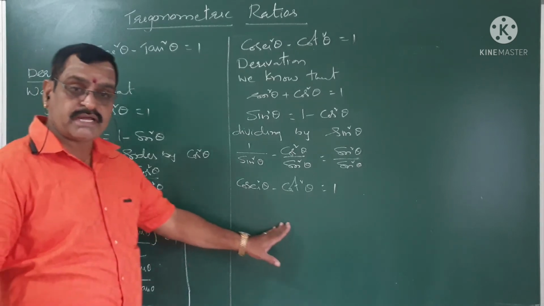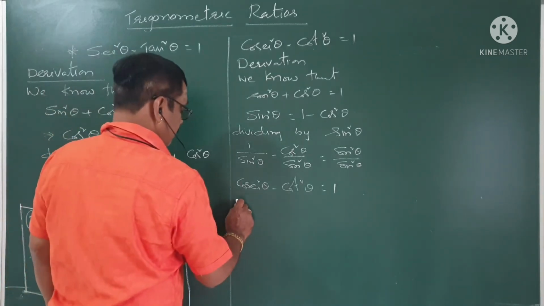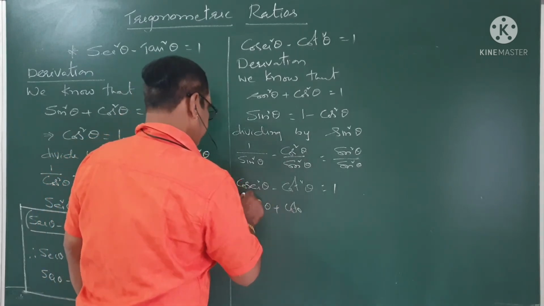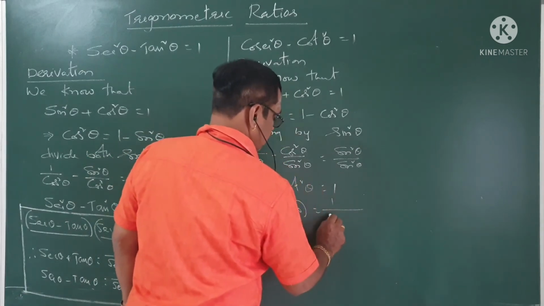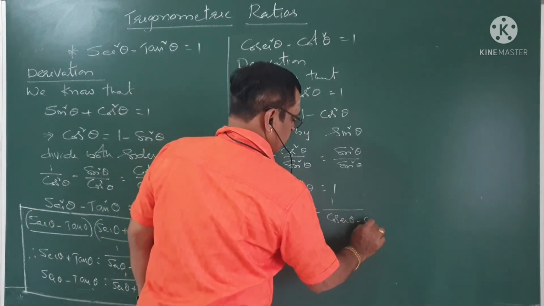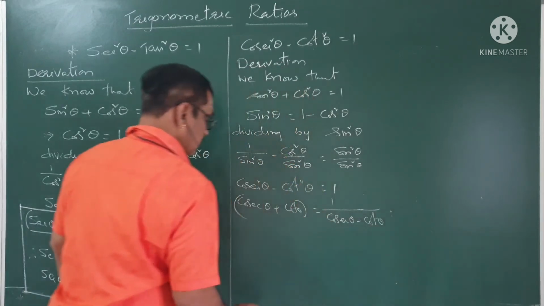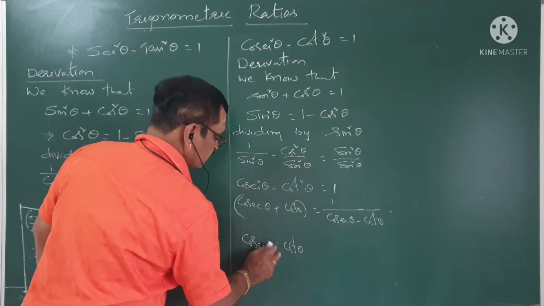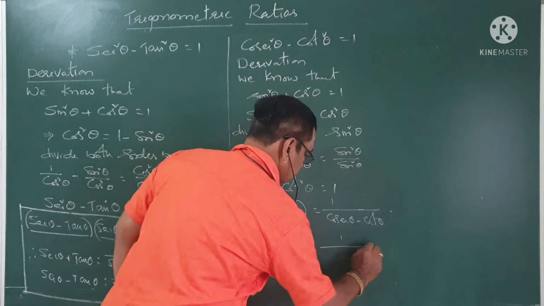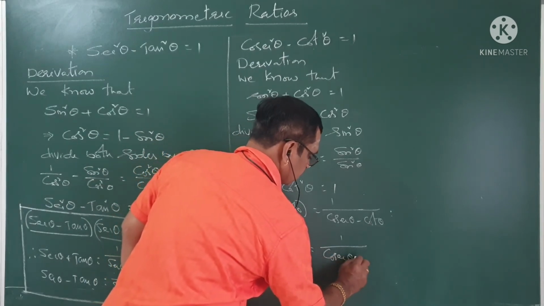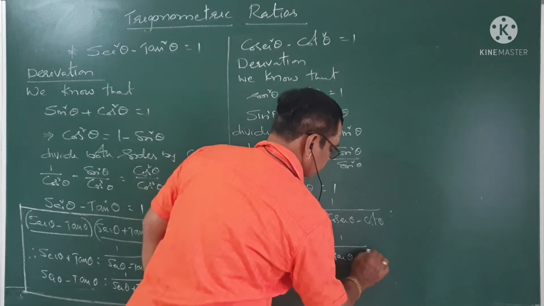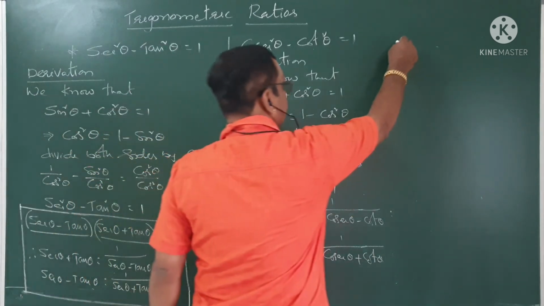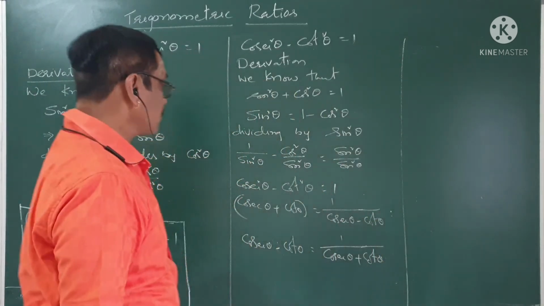The same way, here also we can have cosecant theta plus cot theta is equal to 1 over cosecant theta minus cot theta, or cosecant theta minus cot theta is equal to 1 over cosecant theta plus cot theta. Of course, we can derive some more from this also.